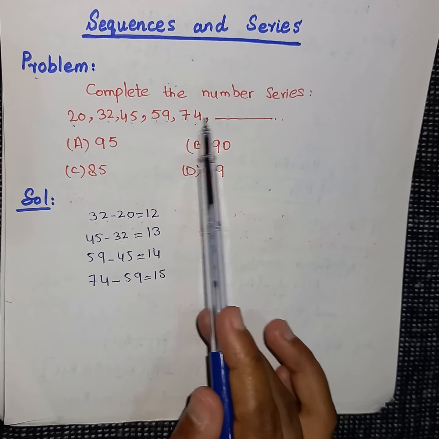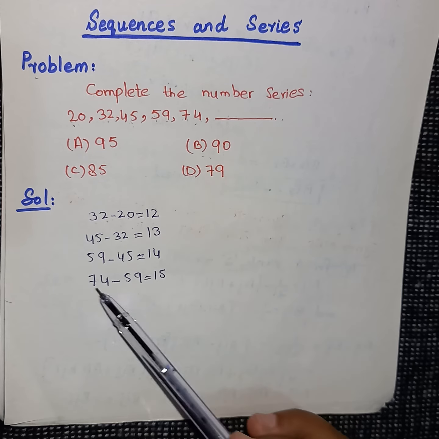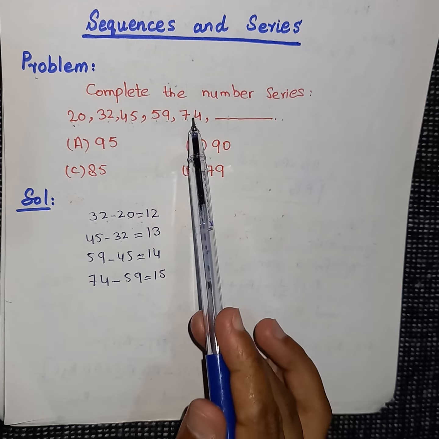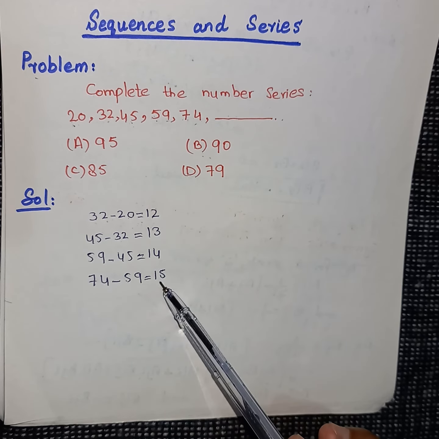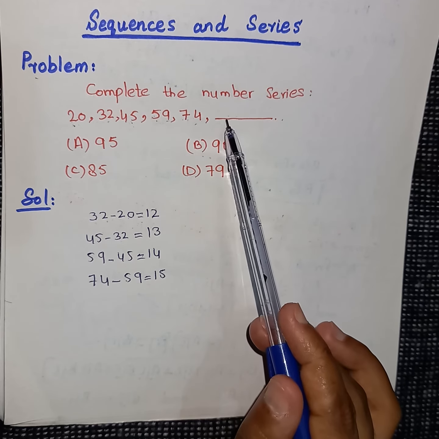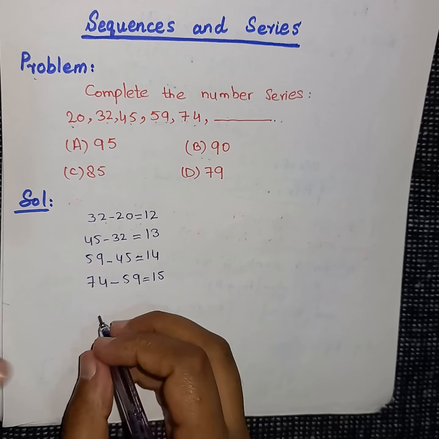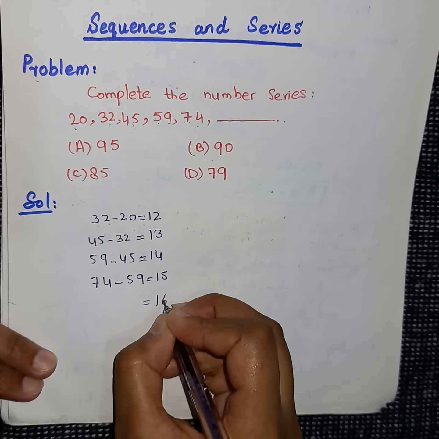So the next difference will be 16, because the common difference between 74 and 59 is 15, and the common difference between the next two terms, that is, 74 and the term that will arise here, will be 16. So the common difference should be 16 here.